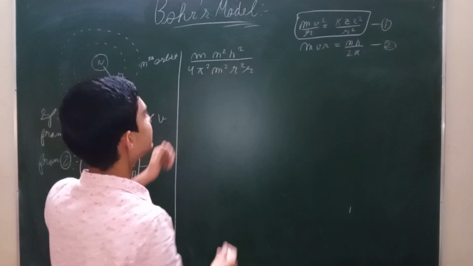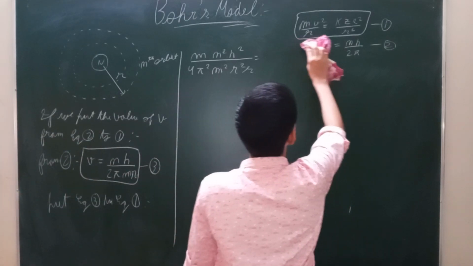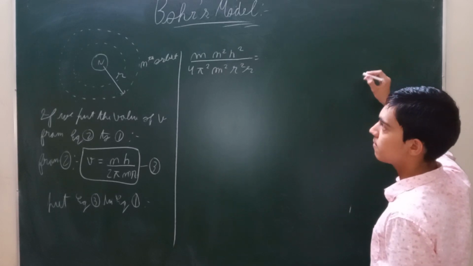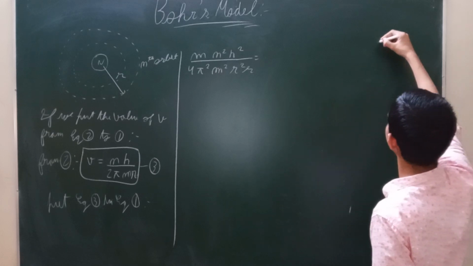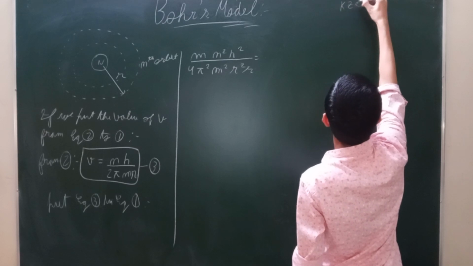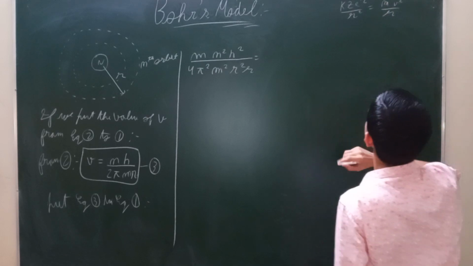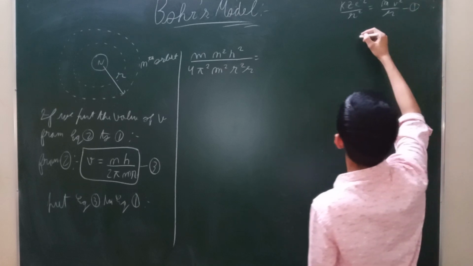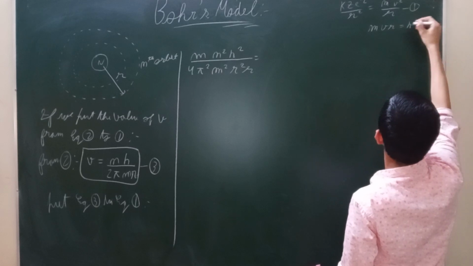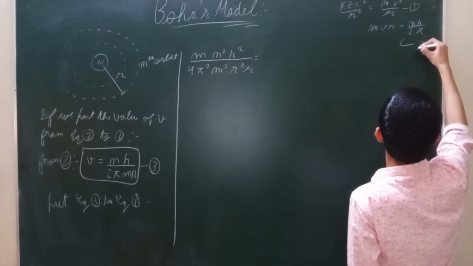Okay, fine, is equal to, I think I have to move this equation from here, it is taking my space. So where I have equation number 3, I have to write equation number 1 here. So what was equation number 1? k Z e square upon r square is equal to m v square divided by r, equation number 1. And equation number 2, which is m v r is equal to n h divided by 2 pi. Okay, equation number 2.